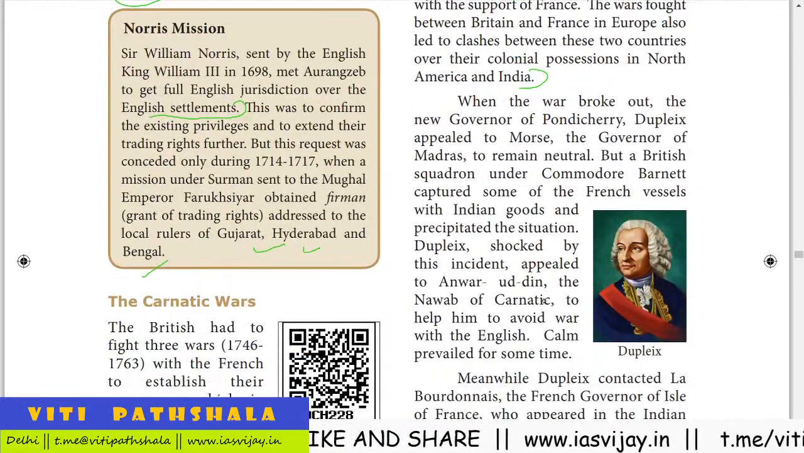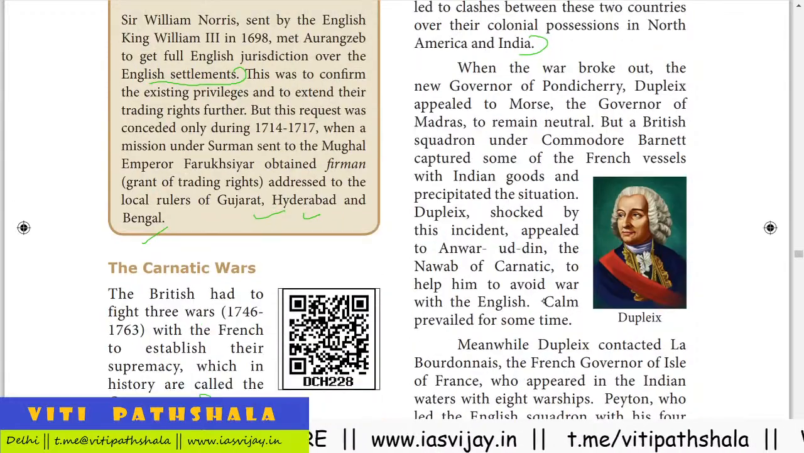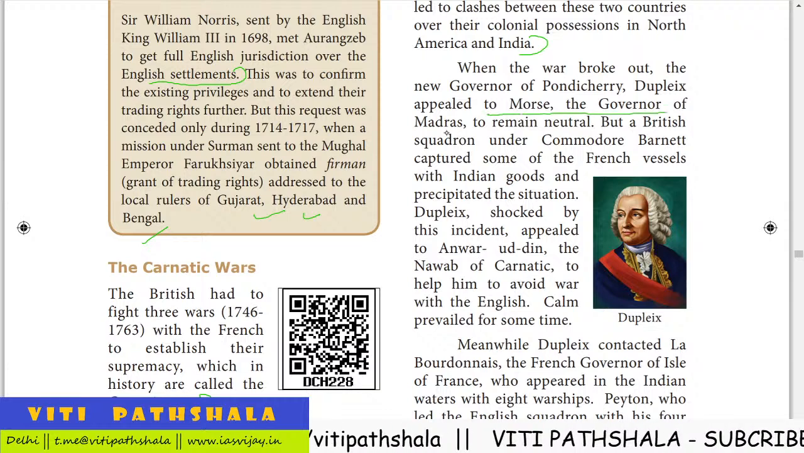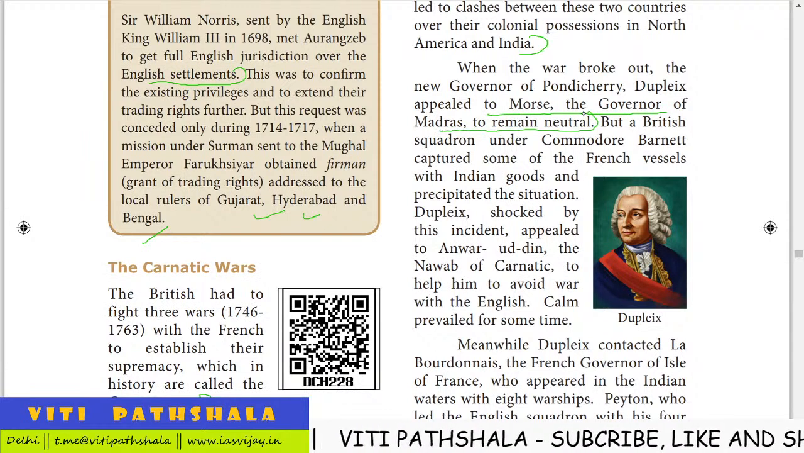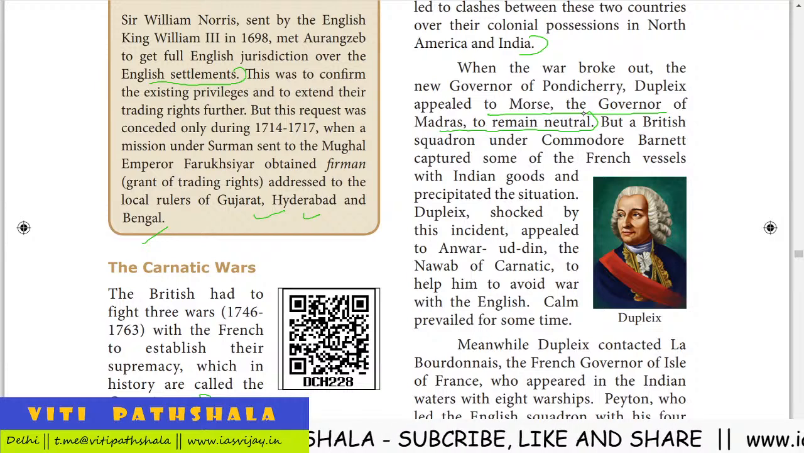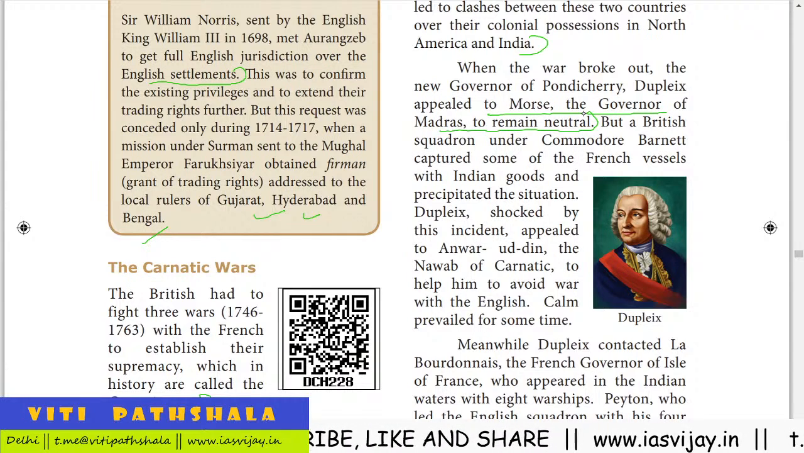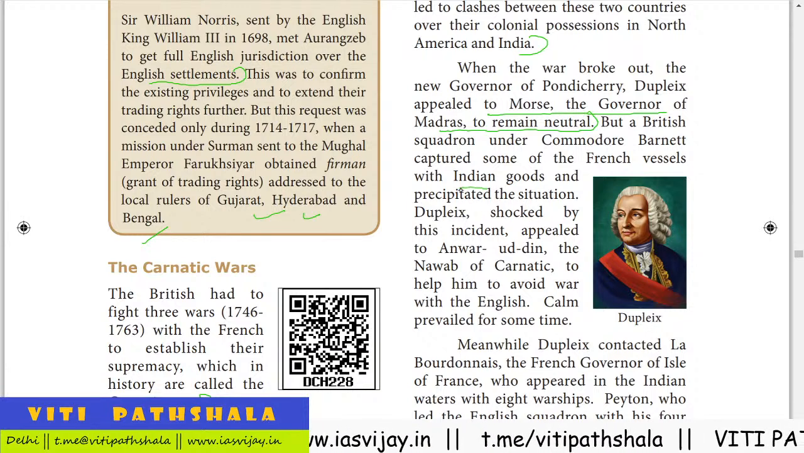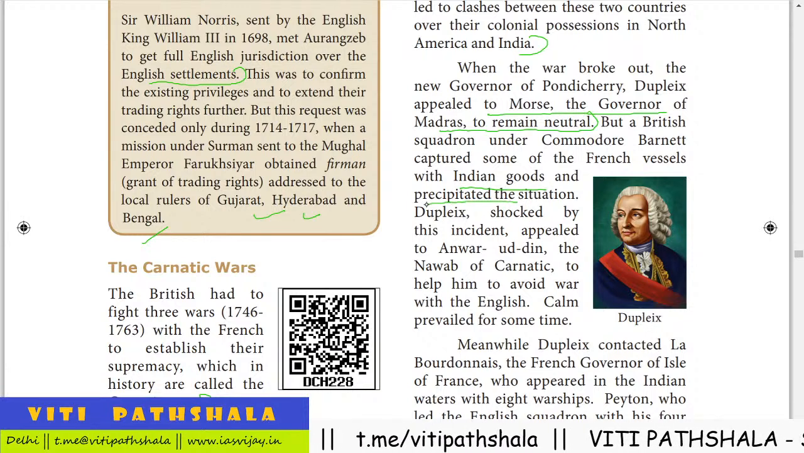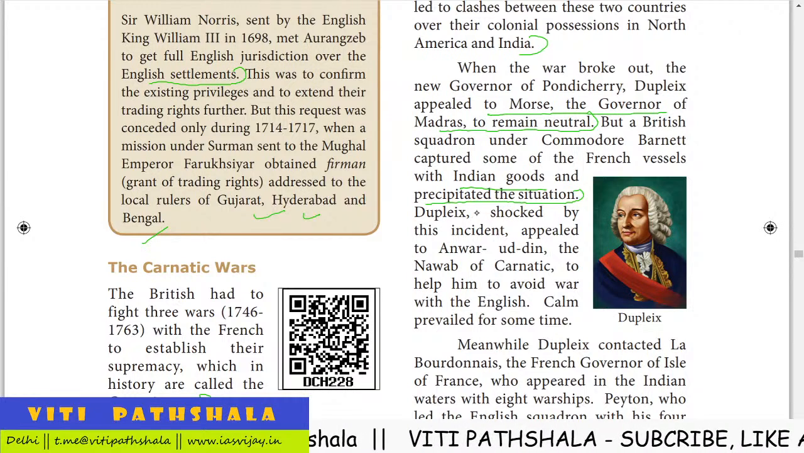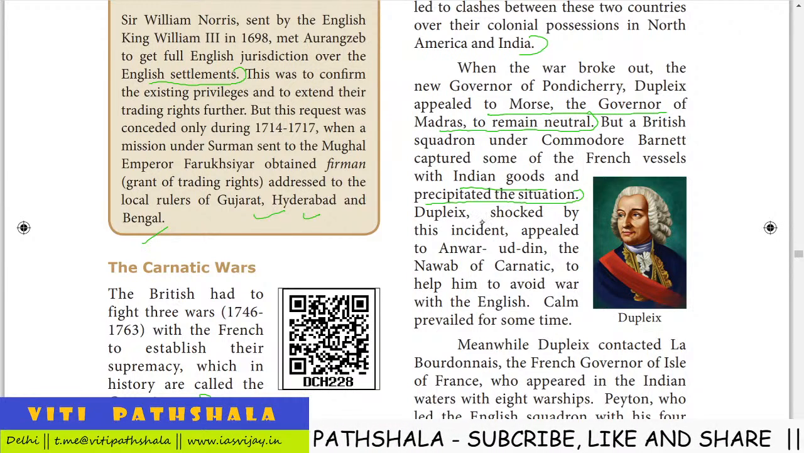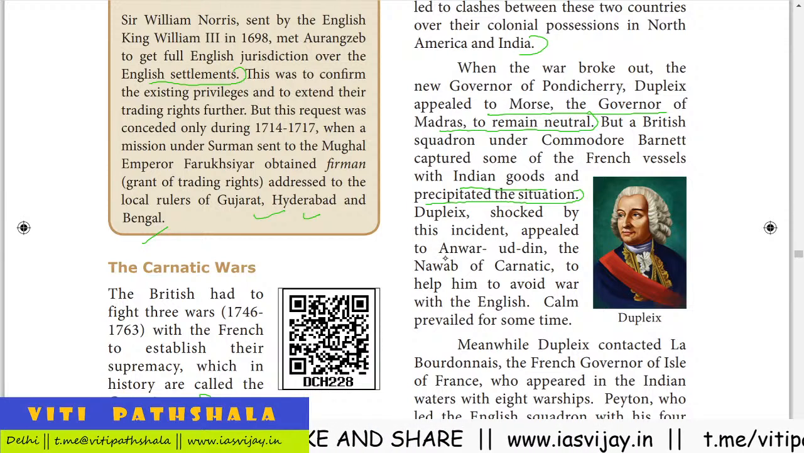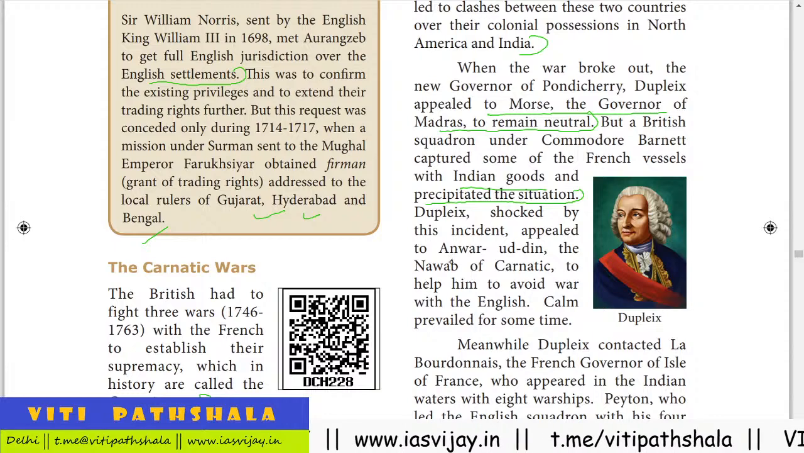When the war broke out, the new governor of Pondicherry, Dupleix, appealed to Morse, the governor of Madras, to remain neutral. But a British squadron under Commodore Barnett captured some of the French vessels with Indian goods and precipitated the situation. Dupleix, shocked by the incident, appealed to Anwaruddin, the Nawab of the Carnatic, to help him avoid war with the English.